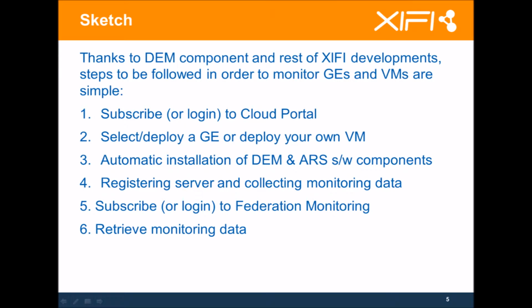The steps required for installing the DEM component on a generic enabler or specific enabler are simple. In brief, first one has to subscribe to the cloud portal and select the generic enabler to be deployed. The generic enabler's images come with pre-installed DEM and auto-registration service software components that register the newly deployed GE on a dedicated server, requiring no further user intervention. After that, the user is capable of subscribing to the Federation monitoring server and retrieving monitoring data related to their deployed GEs.